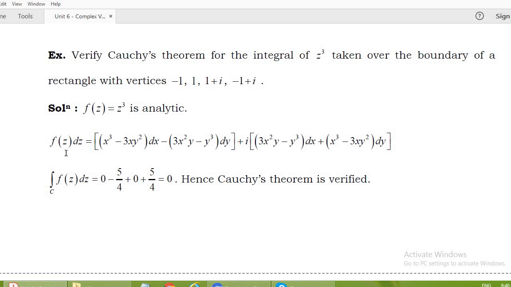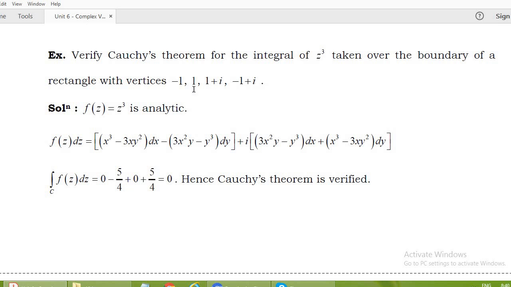So here we have simplified f(z) dz, and that is in terms of x and y. Now we have to evaluate the integral along the boundary of the rectangle. So there are obviously 4 parts. In the first part, the point -1 to +1. For this, value of y is equal to 0 and dy will be equal to 0. Integrate from x equal to -1 to +1. We are getting answer equal to 0.